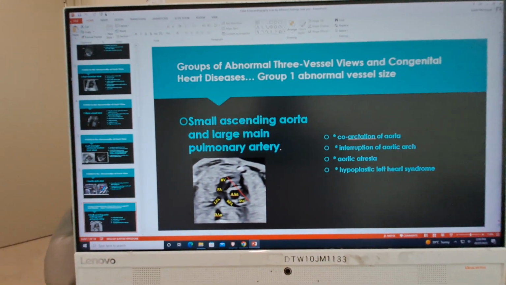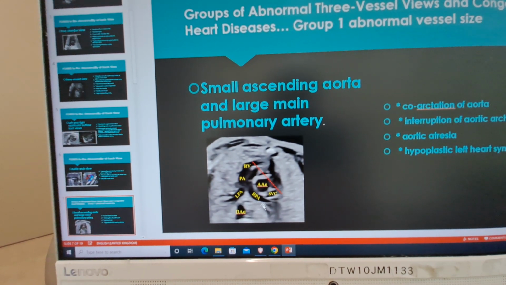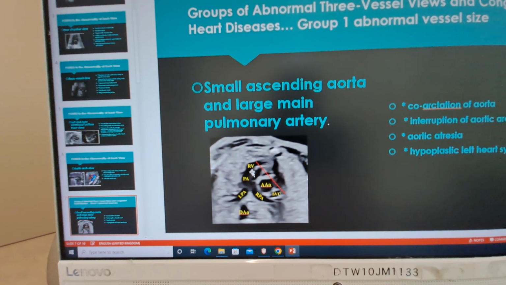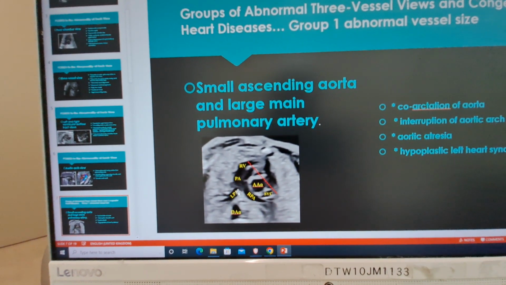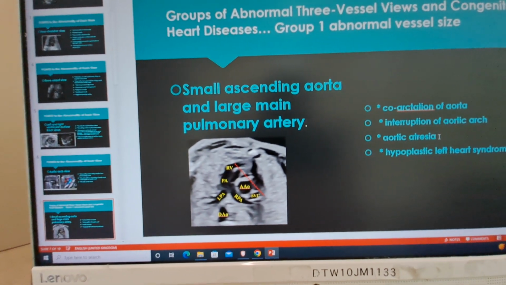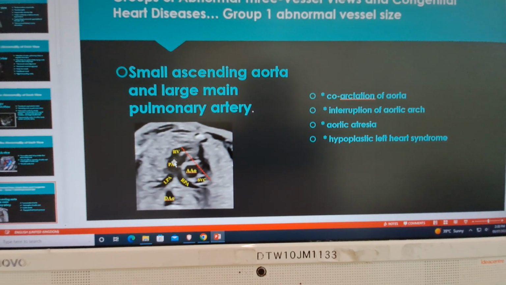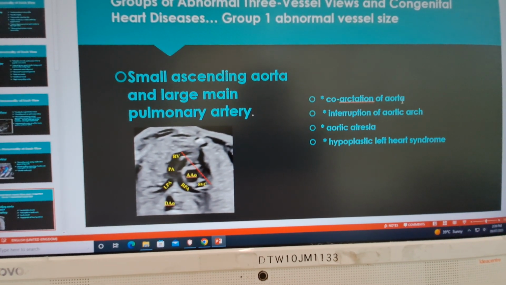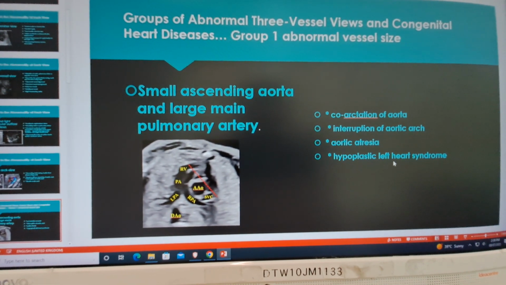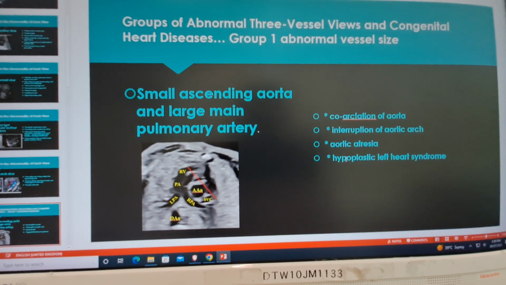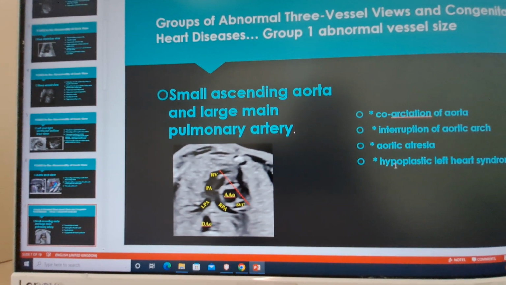This is the normal pulmonary veins or pulmonary arteries. Normally the pulmonary arteries are here, from the left or right, and this is the right atrium, pulmonary artery. It divides into the right and left branches, and what does this indicate? If it is not branching early, if it is not branching from the right side, then coarctation of the aorta, interruption of the aortic arch, aortic atresia is possible, or hypoplastic left heart syndrome is possible. If the ascending aorta is small and the pulmonary artery is large, you remember.